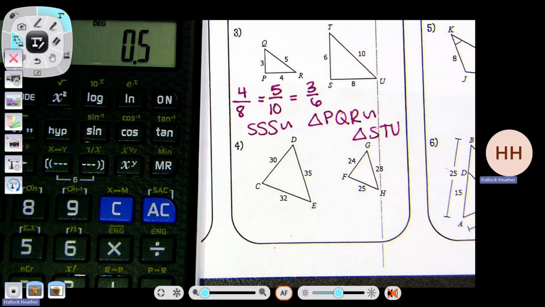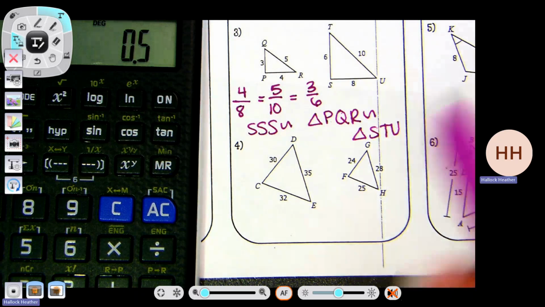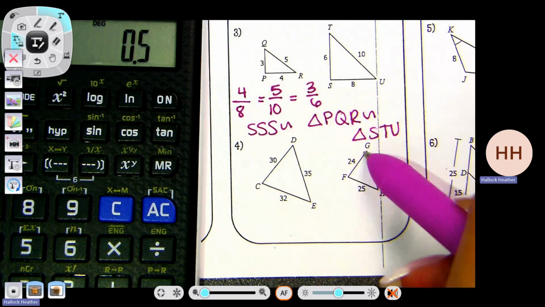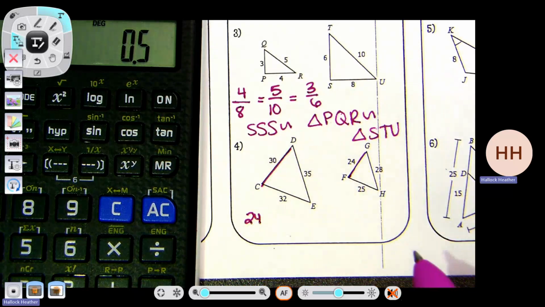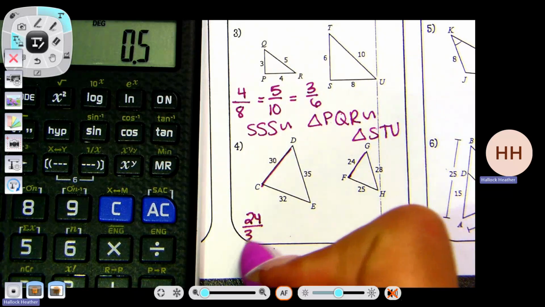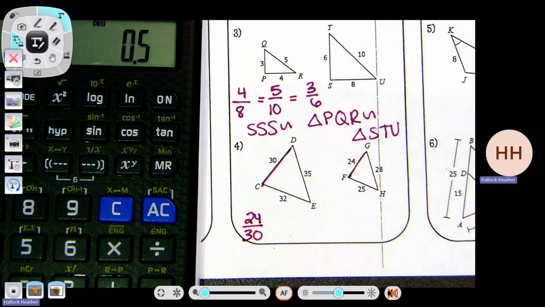Longest side has to go with longest side. Shortest side has to go with shortest side because these will rotate. Right now, it's kind of easy to tell which side matches because they're the same. So you're looking at the numbers. So like 24 and 30 go together because they're both the smallest on the triangle. Just one's on the smaller triangle, one's on the bigger triangle.